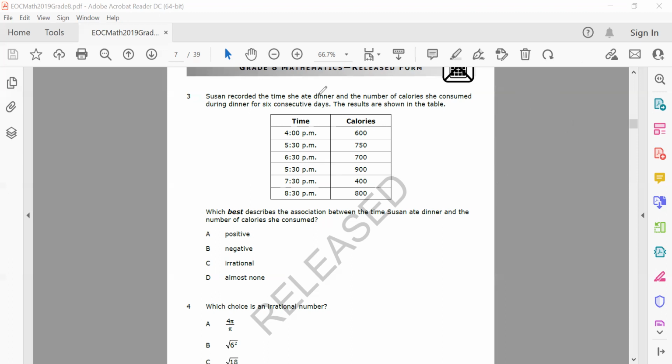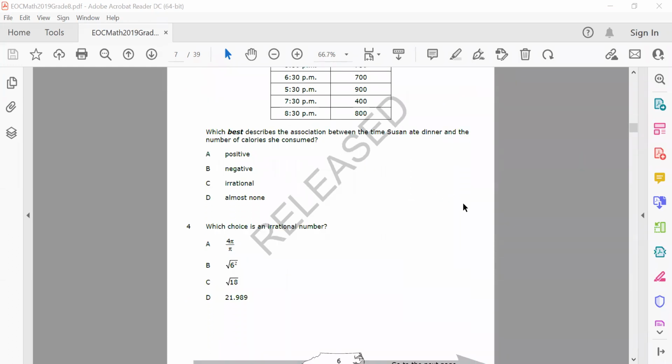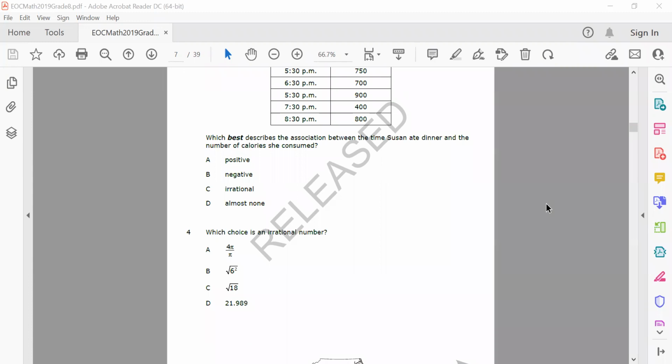All right, let's go to the next problem. Number 4. Which choice is an irrational number?